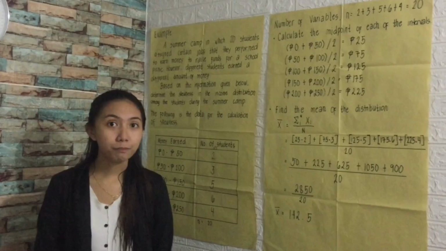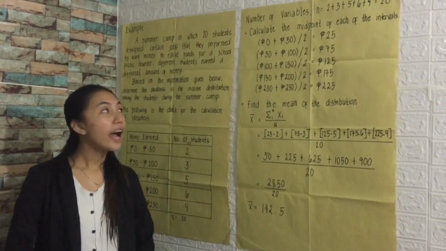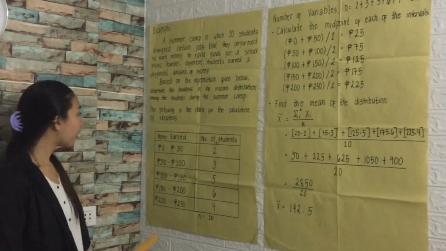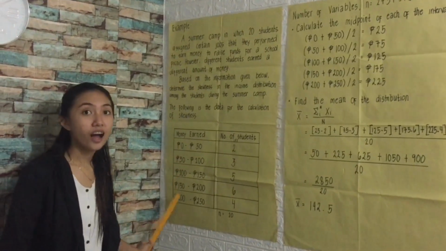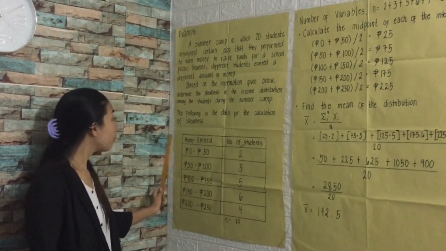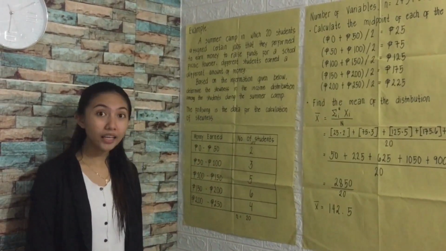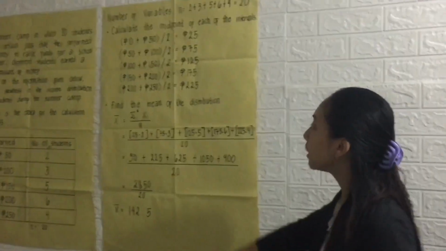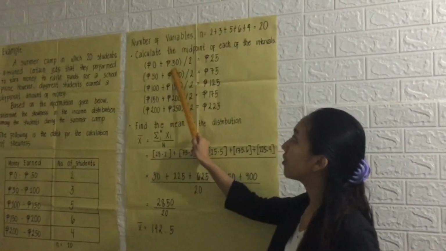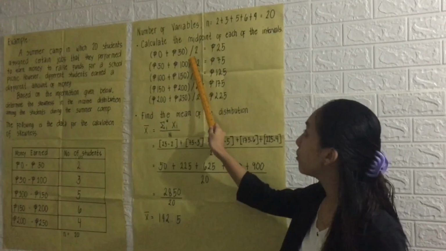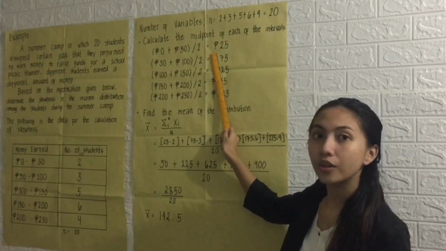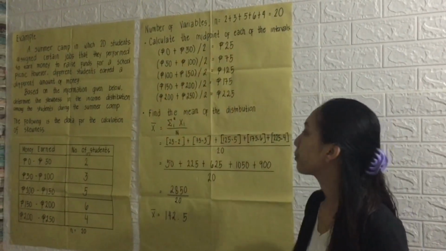In finding the midpoint, we are going to add each of the intervals here in this data. For example, 0 plus 50, and then we will divide it by 2. So let's proceed. 0 plus 50 divided by 2 is equal to 25 pesos.